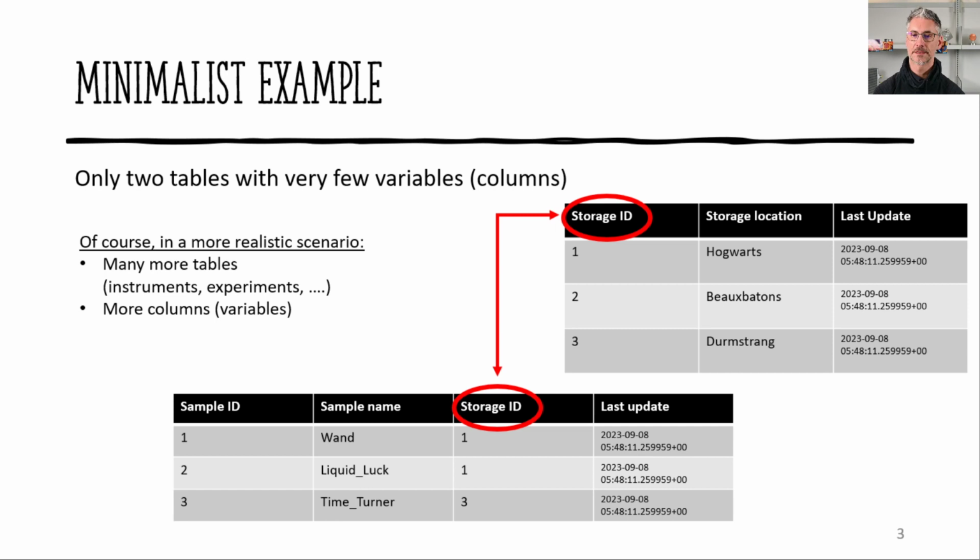Before we had our minimalist example already with only two tables with very few variables or columns. Of course, in a more realistic scenario you would have many tables with many more variables. But let's stick with a simple example. We describe our storage locations and our samples. You notice that we have storage ID twice, as a primary key in the storage table and as a foreign key in the samples table.